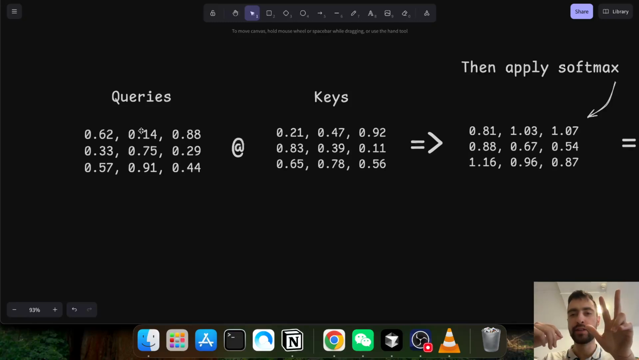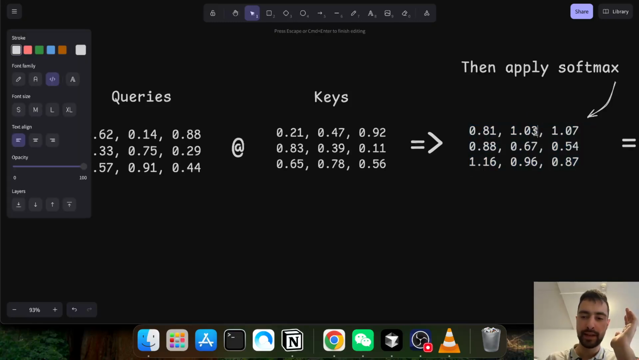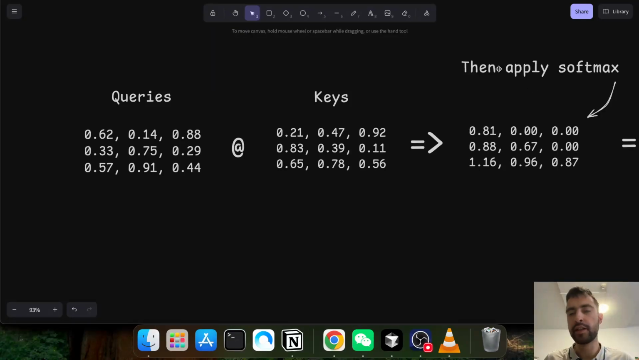If we have 3 words, then the first word will be calculated against itself and the other 2, the second also against all 3, and the third against all 3. Now I will replace some of the numbers here with 0, and I will explain why I'm replacing these particular numbers with 0. You should still ignore this apply softmax that I wrote here. That doesn't come in yet. Let's see why I replace some of the numbers with 0.